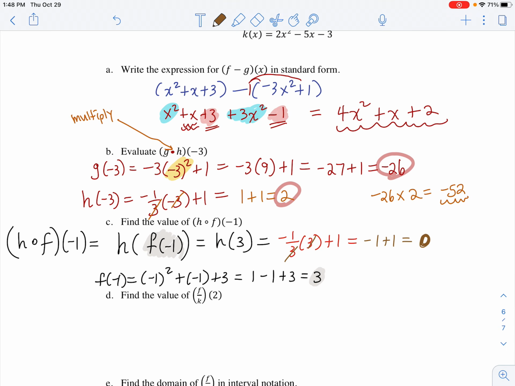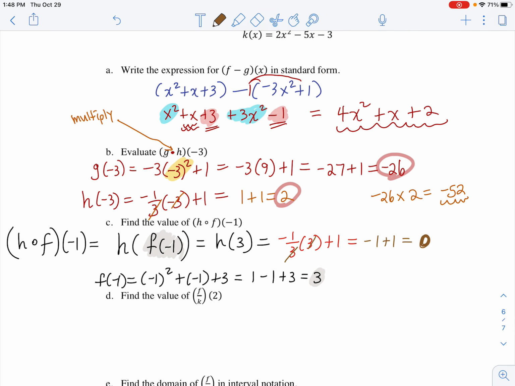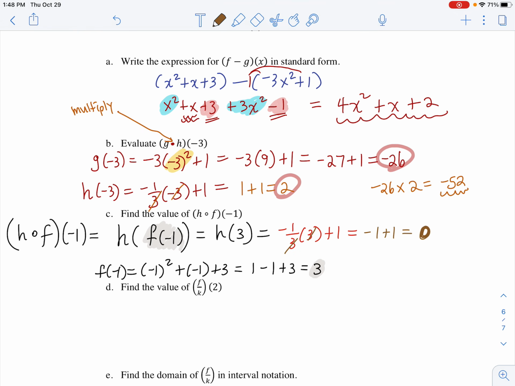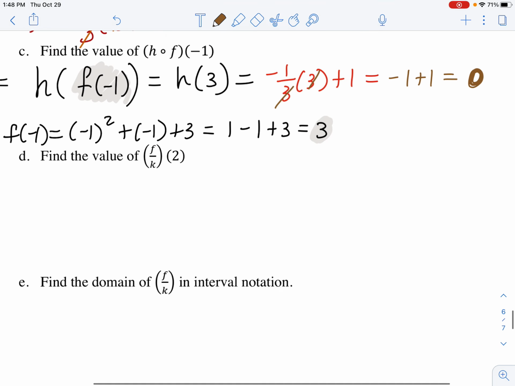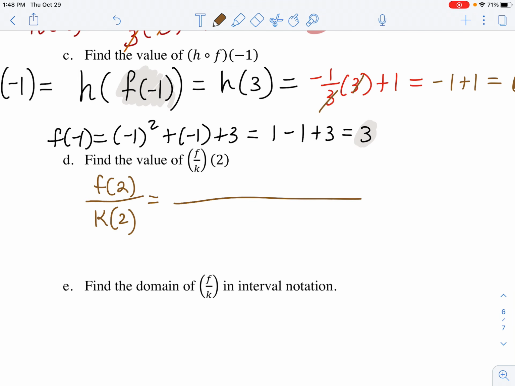That's fun. So I think I'm going to have just one compositional function on your exam 1. Maybe there's another one. If you find one, and if you have a question, you have to let me know, okay? Now, next one, find the value of f over k of 2. They want you to just find f of 2 and then divide that by k of 2. I'll do that in a single line, okay?